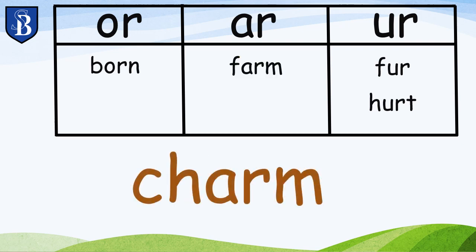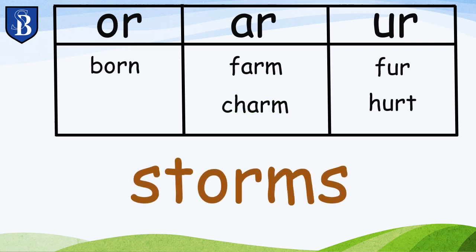Which digraph can you see here? Be careful, this word has more than one digraph. There's the ar digraph. Let's segment and blend the rest of this word. Charm. Where does the word charm need to go? That's right, it goes underneath farm in the ar column. Charm.